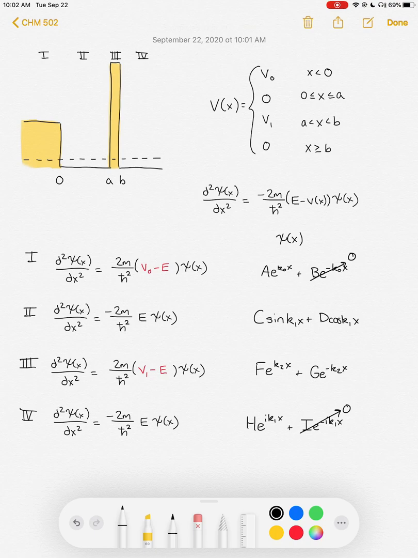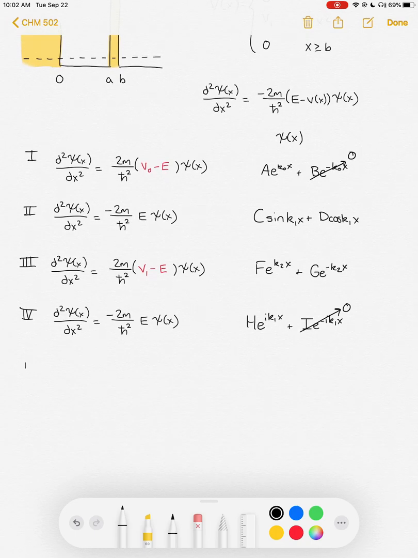Our boundary conditions are going to be that our wave functions at the boundaries are equal to each other, and that will give us continuous wave functions. That's important because our wave function is supposed to represent probability. If we had two different values for probability, that wouldn't make any sense. We have to have one value of probability, so our wave function has to be continuous.